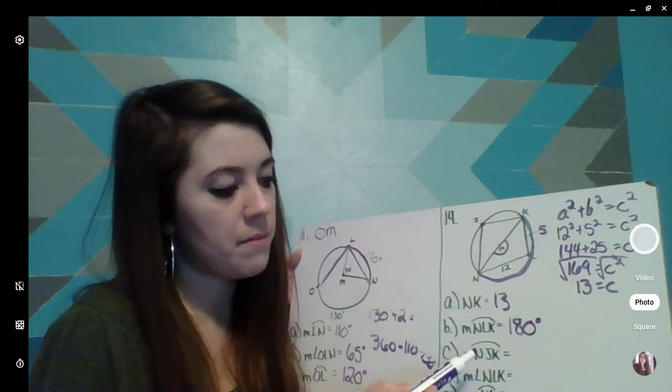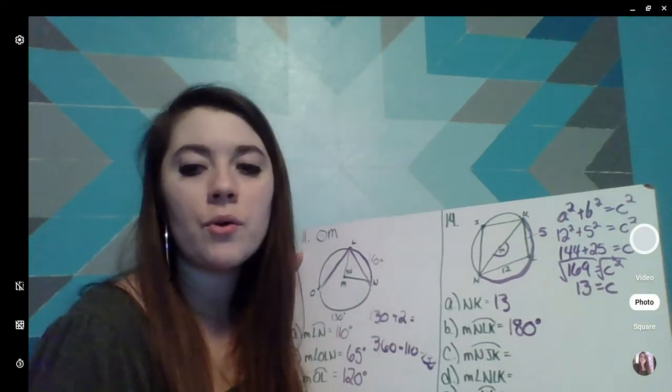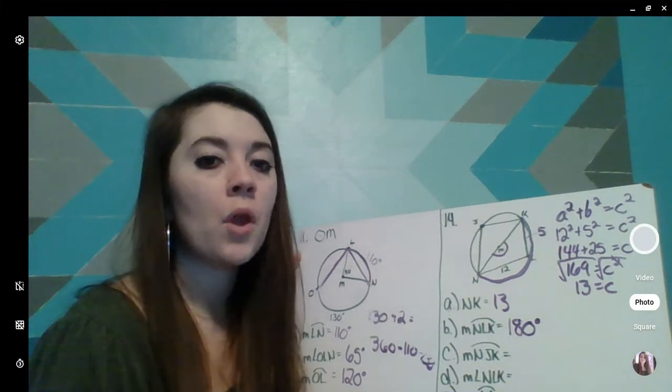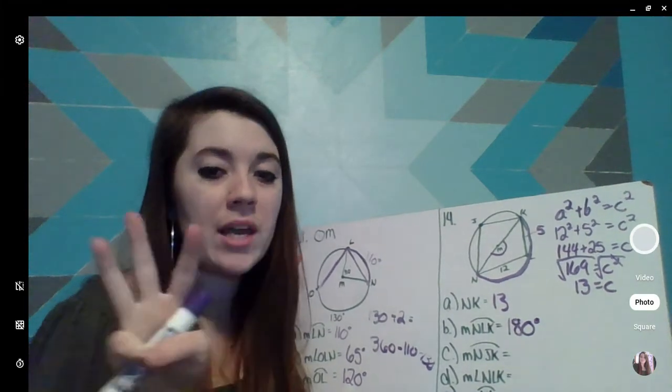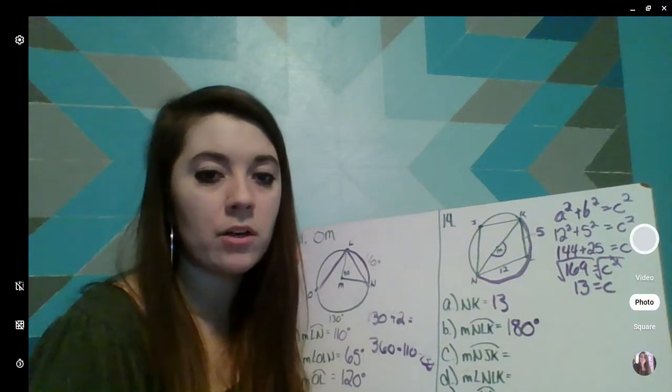So now for C, the measure of arc NJK, when we deal with arcs, if we're doing a major arc or a hemisphere, we use 3 points to take and name it. If we're doing a minor arc, we use just 2.